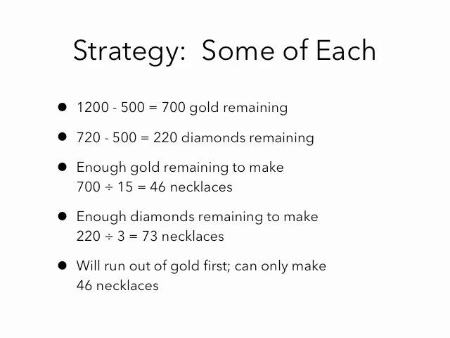We take the 700 gold we've got, divided by 15, because that's how much gold is in a necklace. That gives us 46. It's not exactly 46. There's a decimal there, but we don't have enough gold to go to the next number, 47. So we have to round down in this case. Same thing with diamonds. 220 diamonds divided by 3 diamonds per necklace gives us 73 with a decimal, but we have to round down because you can't make a necklace with fewer diamonds. So we're going to run out of gold first. We can make 46 necklaces.